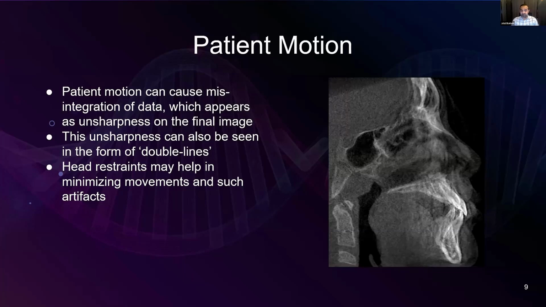There are also some machines that provide head restraints or temple supports that can stabilize the patient's head within the machine and prevent them from moving too much, therefore minimizing the possibility that the patient could move during the acquisition of the scan.